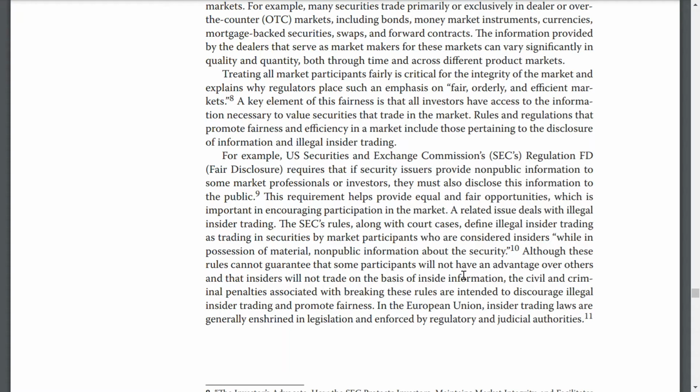A related issue deals with illegal insider trading. SEC rules, along with court cases, define illegal insider trading as trading in securities by market participants who are considered insiders while in possession of material non-public information about a security. Although these rules cannot guarantee that some participants will not have an advantage over others, or that an insider will not trade on the basis of inside information, the civil and criminal penalties associated with breaking these rules are intended to discourage illegal insider trading and promote fairness. In the European Union, insider trading laws are generally enshrined in legislation and enforced regularly by judicial authorities.